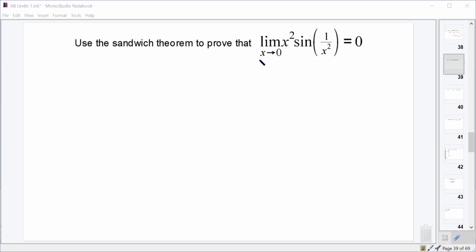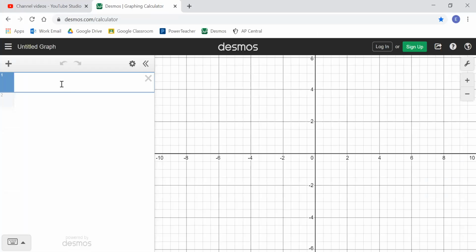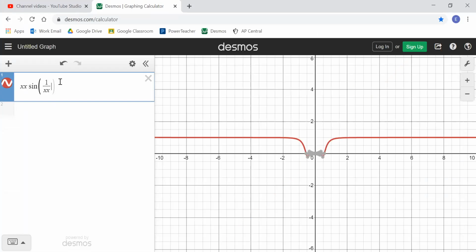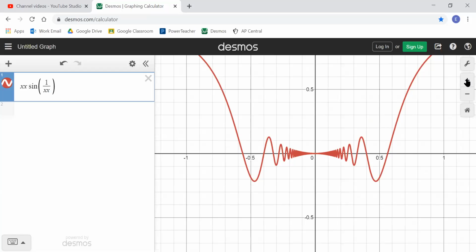So I think our best bet to start is if I throw up Desmos here and we take a look at sine of 1 over x, right? We looked at something fairly similar to this the other day. Weird things are happening. Let's zoom in a bit.